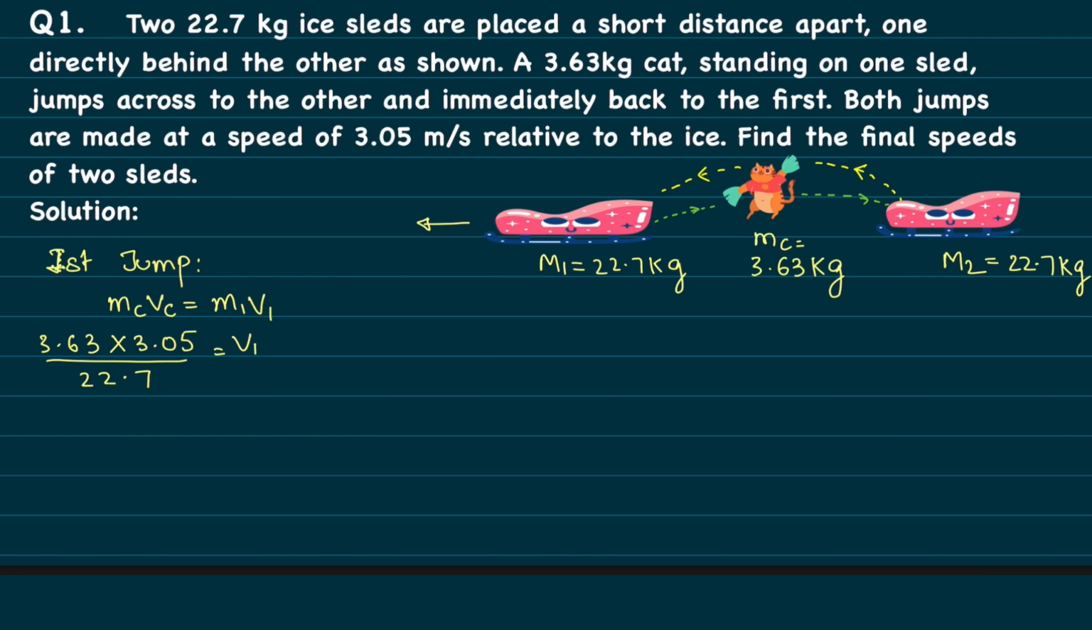So this is the value. After your calculation you can get the value 0.487 meters per second. This is the speed of the sled towards the left. Okay, now we will discuss the second jump.